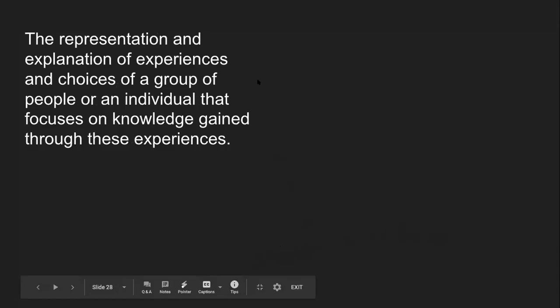And last but not least, the last definition states, the representation and explanation of experiences and choices of a group of people or an individual that focuses on knowledge gained through these experiences. Okay, and this was perspective.